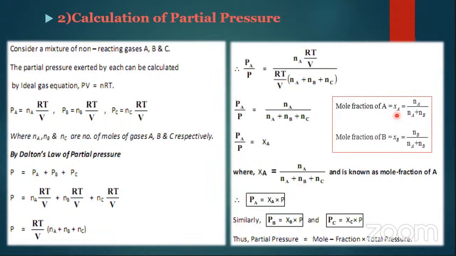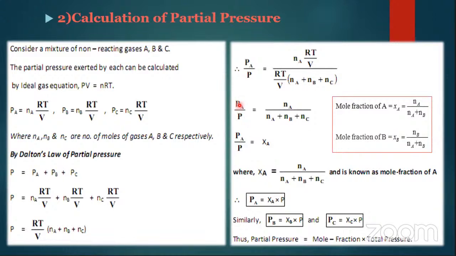Simply, mole fraction is the moles of one single substance by the total number of moles of all the substances. So if you consider there are two substances in a mixture, then the mole fraction of A is equal to the number of moles of A by the total number of moles, that is Na plus Nb. The mole fraction of B is equal to the number of moles of B by the total number of moles of A and B.